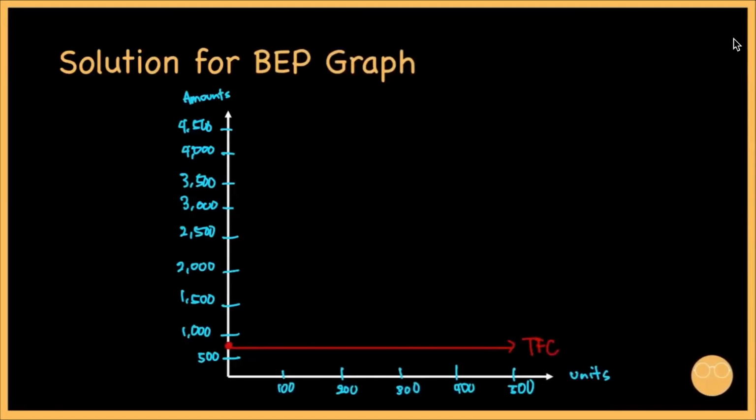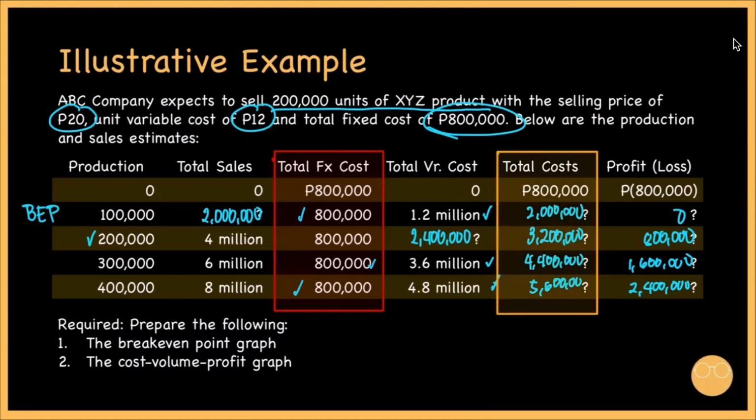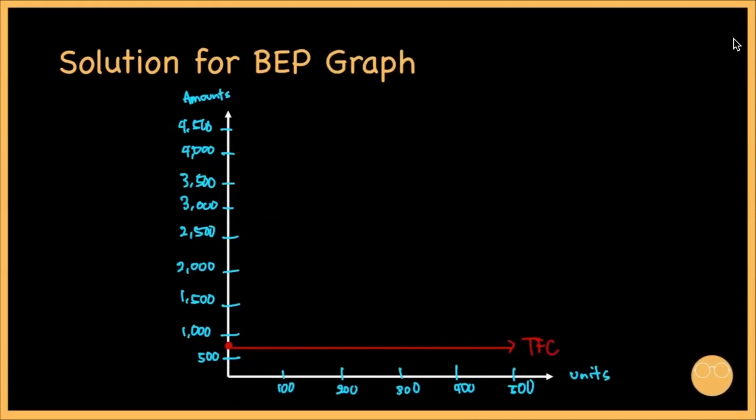Now that we have plotted the total fixed cost, let us plot the total cost. For it to be more intuitive, let's change the color. Let's change it to red. Then for the total cost, let's use the color orange. As you can see here, if the level of production is 0, therefore our total cost will be 800,000. So if there will be 0 units, then we will still have 800,000 for the total fixed cost.